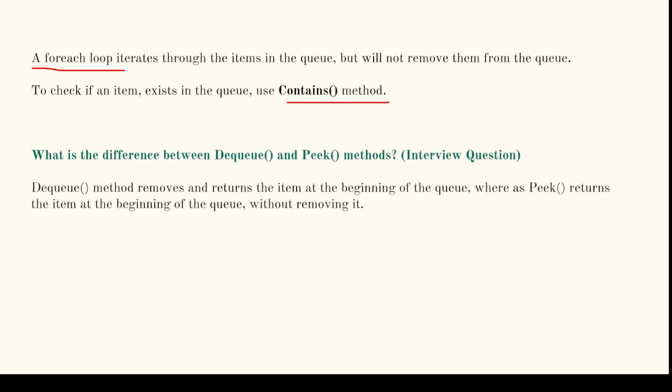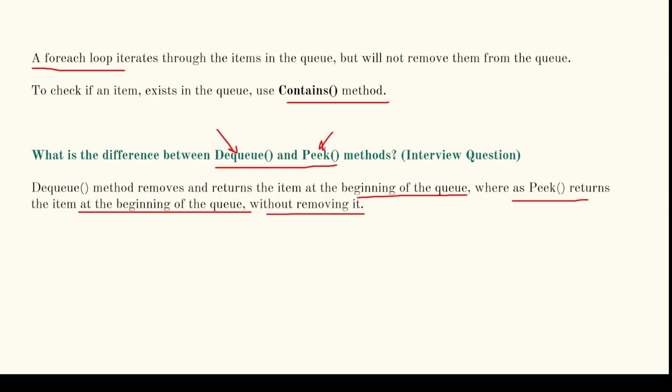Okay. So this is one of the interview questions also. What is the difference between dequeue and peek? So here's the difference. The dequeue method will remove and return the item from the beginning of the queue, whereas peek returns the item at the beginning of the queue without removing it. So both will return the item that is present at the beginning, but dequeue will remove the item, peek will not remove the item.